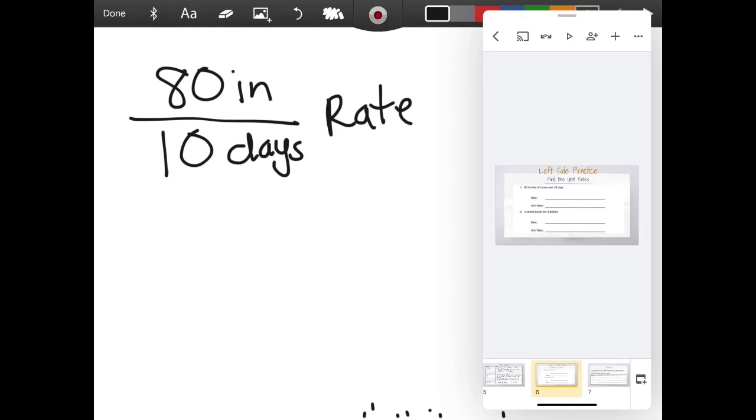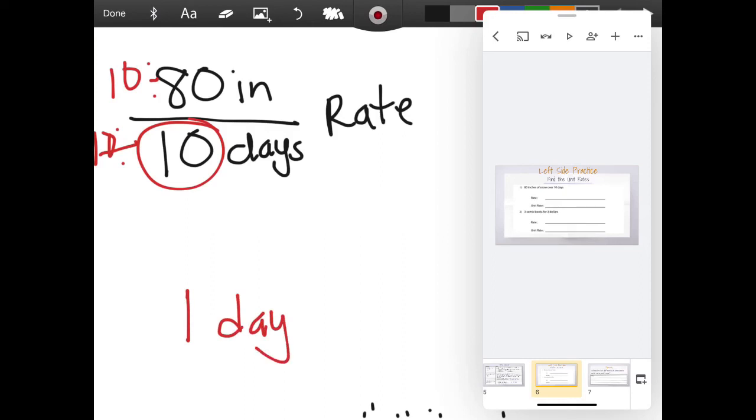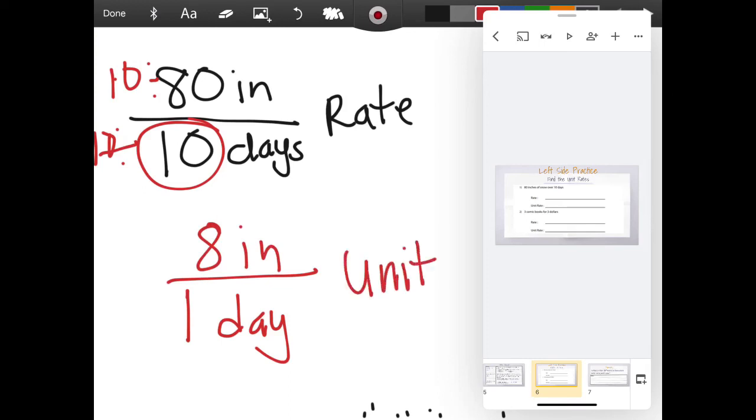Now, I need to do my unit rate. So I have to divide both numbers by the denominator. So what's my denominator? It's going to be 10. So I'm dividing both by 10, which gives me 1 day, because 10 divided by 10, and 10 goes into 80 8 times. I get 8 inches. So this is going to be my unit rate. Please go ahead and try problem number 2 on your own.